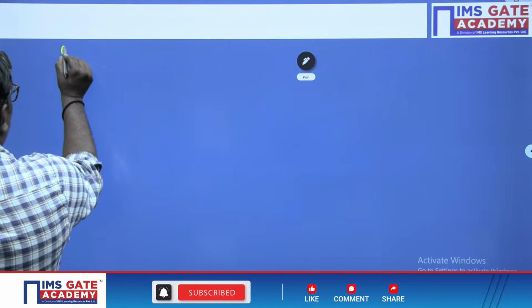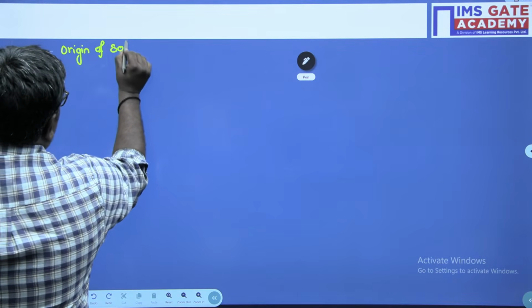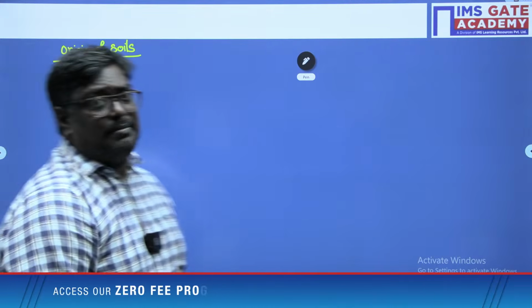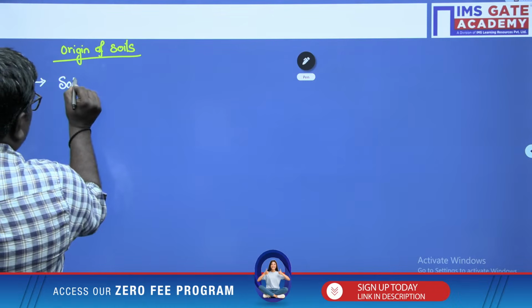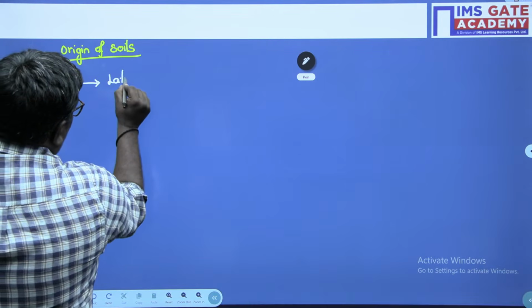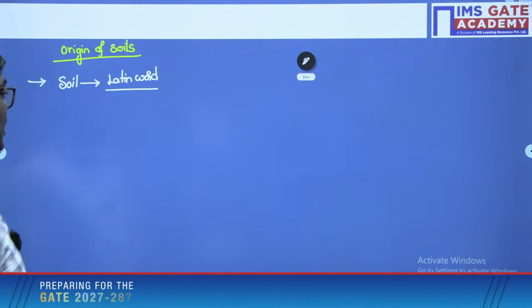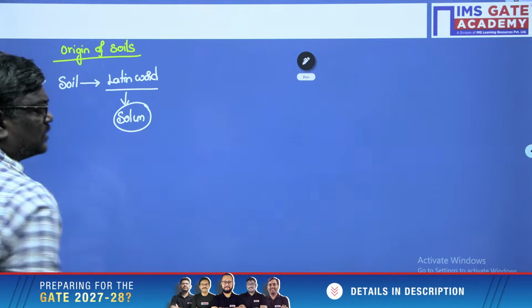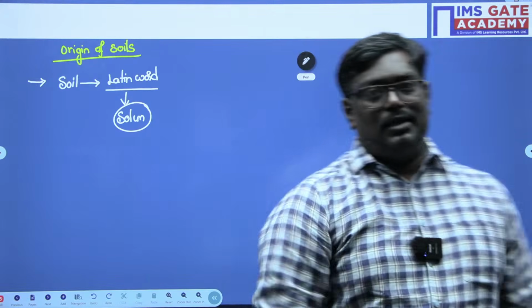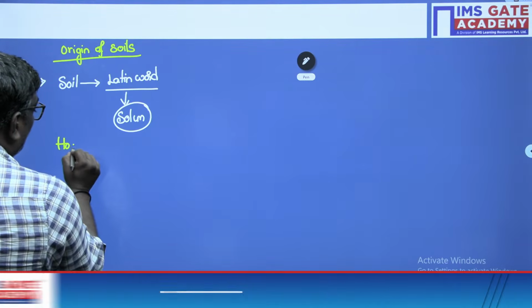Now let us understand the origin of soils, which is somewhat theory, and also the soil structure. But these are the things where you will get questions in state level exams. Soil is derived from a Latin word. In one of the Karnataka Public Service Commission exams, they asked: soil is derived from a Latin word called what? Solum. And the formation of soil process is called pedogenesis. So when I talk about the origin of soils, the first question you can ask me is, how are soils formed?